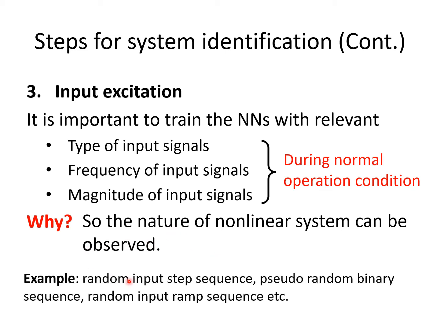So normally we can use the input step, pseudo random binary, or the ramp sequence and so on. But when we have a non-linear system, we may not have just binary, but different magnitudes for the input data, so that it gives you a complete range of how the output is going to behave. Binary may not be sufficient. It may be sufficient for a linear system, but for a non-linear system, binary data may not be good enough to represent the behavior of the system.